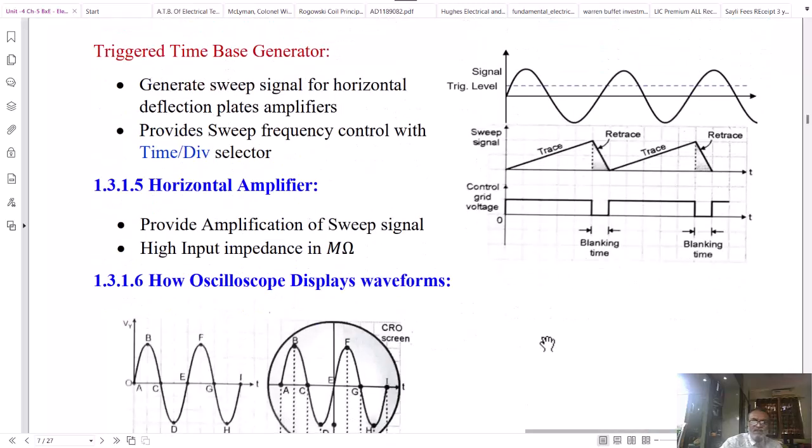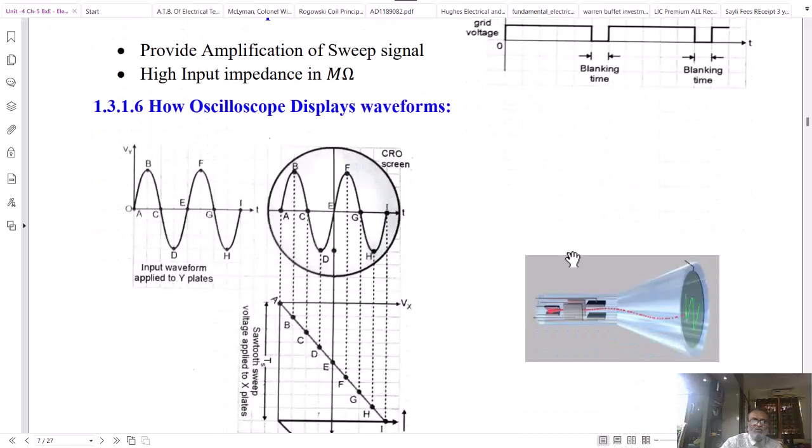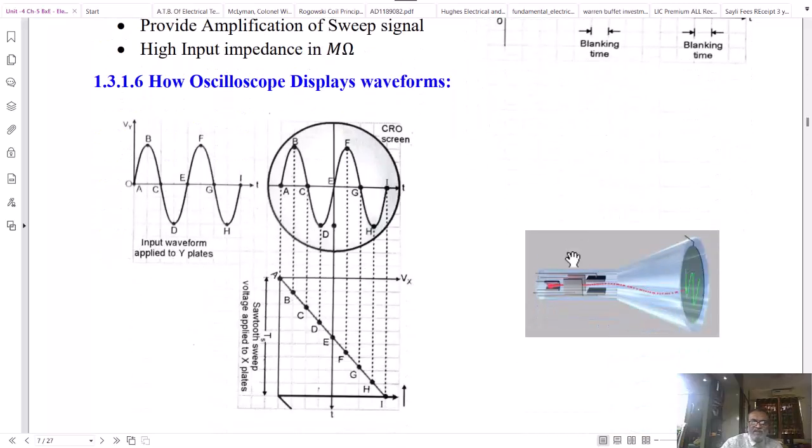The triggered time base generates a triangular sweep signal which will sweep the cathode ray beam from left to right, and then again the signal will be reset back and again trace the signal from left to right. How the oscilloscope displays the waveform is shown here.